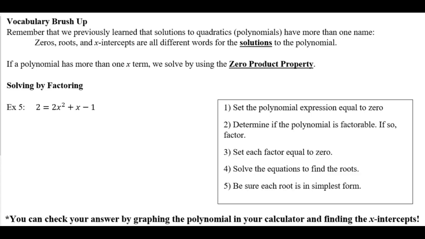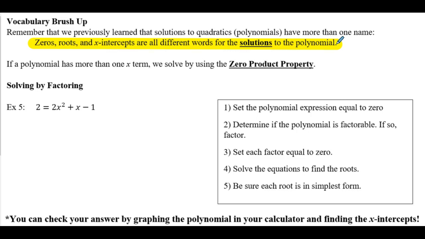It says, remember that we previously learned that solutions to quadratics have more than one name. Zeros, roots, x-intercepts, these are all the same thing. They're synonyms for solutions. You have to know all those words because the EOC might say, what are the zeros? And the ACT, as juniors and seniors, it might say, what are the x-intercepts? On a snapshot, I might say, what are the roots? It all means the exact same thing. You're trying to find the x-intercepts of the graph, okay?